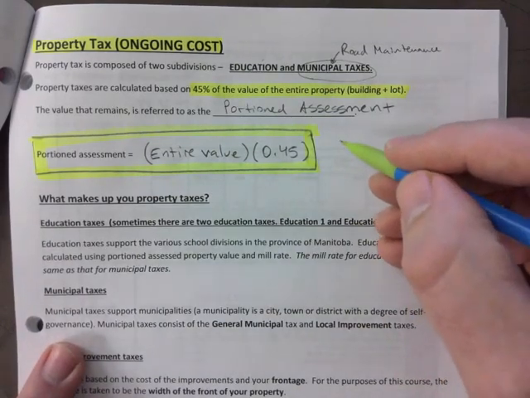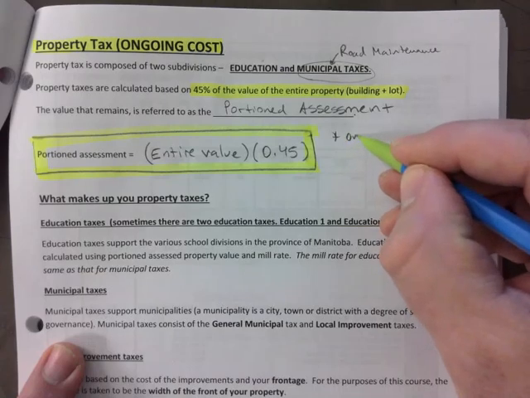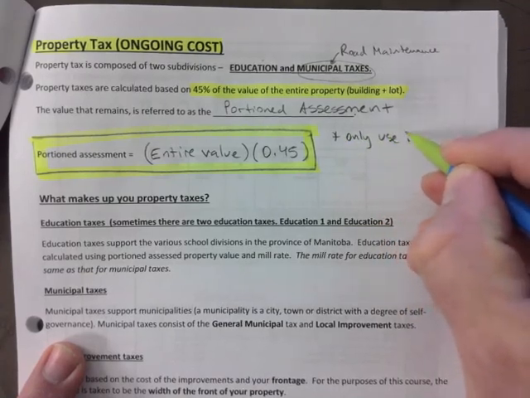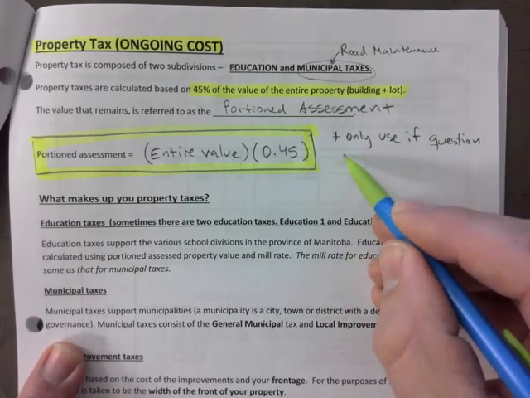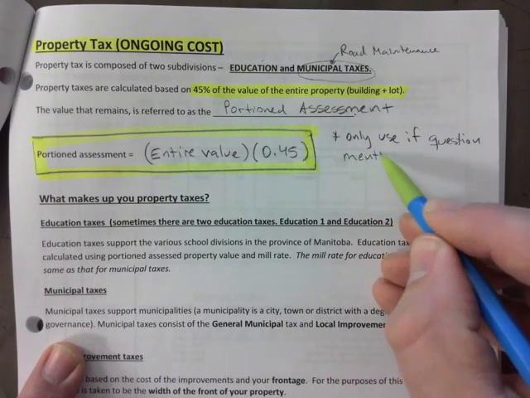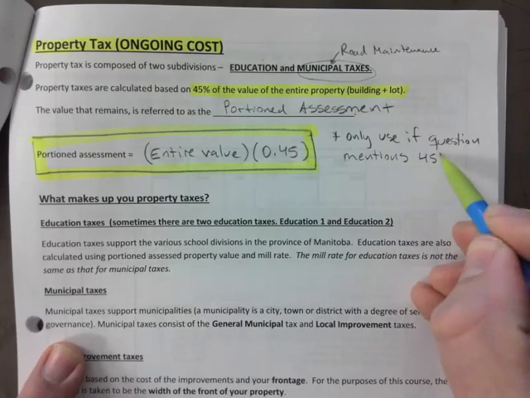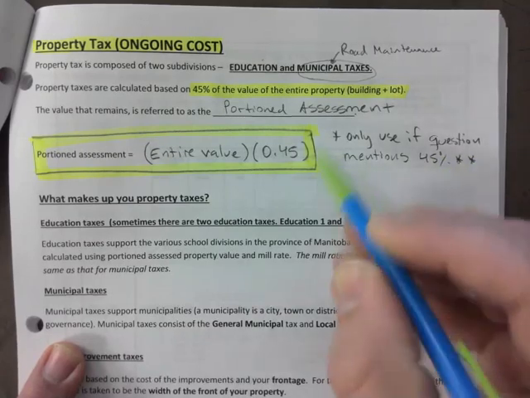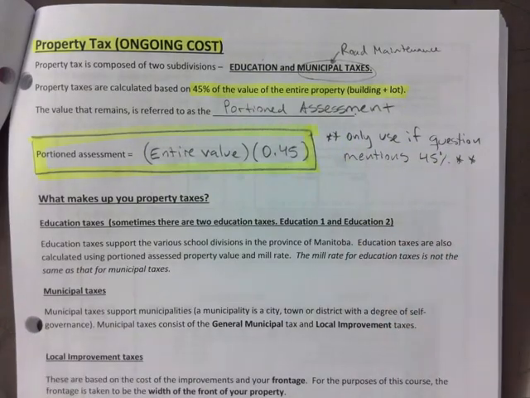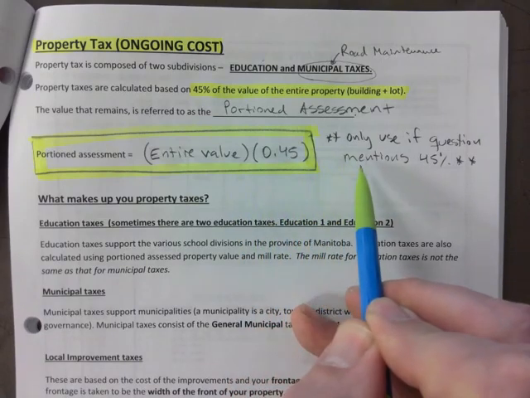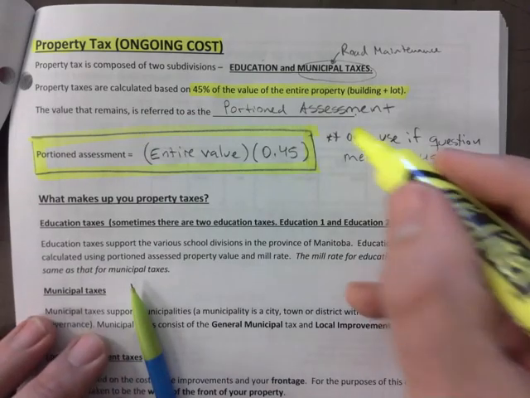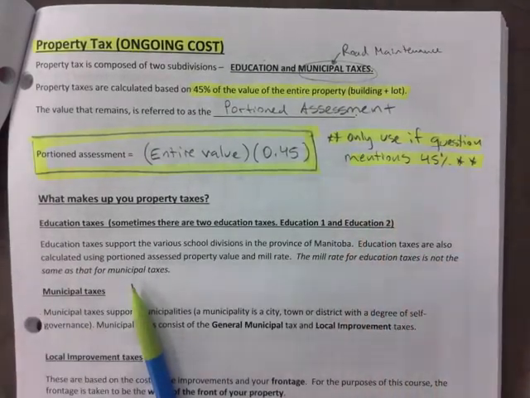And I'm fairly confident when I say this part right here. Only use if question mentions 45%. So the province, they will say, hey, this is the value of the home, but we're taxed 45% of that entire value. That's when you want to use this formula. I would have this little note right next to it. Okay? Highlight, highlight.